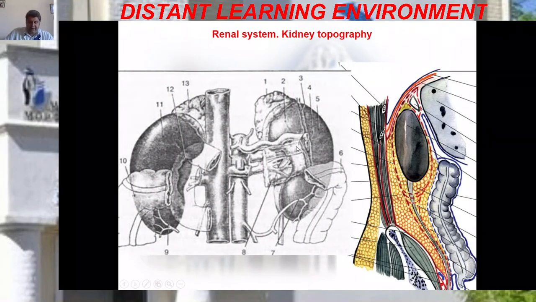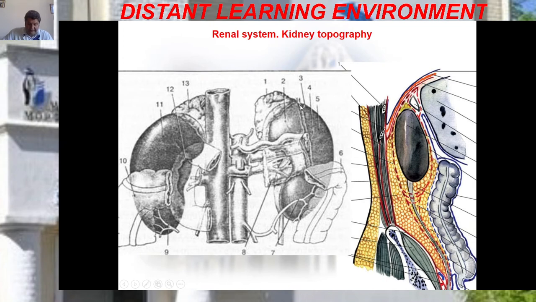The relations of the anterior surfaces of the right and left kidneys to the organs are different. The right kidney is projected on the anterior abdominal wall, you may see it also here, in the epigastric, umbilical and right lateral abdominal regions. The left kidney is projected in the epigastric and left lateral abdominal regions. A small area of the anterior surface of the right kidney is related to the suprarenal gland. You may see these glands here, suprarenal glands.